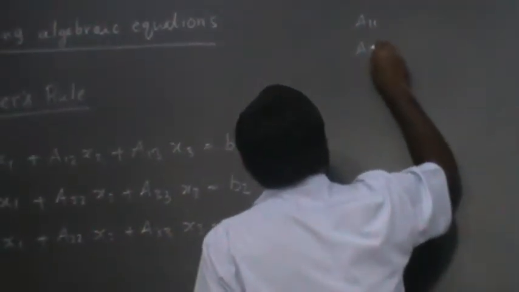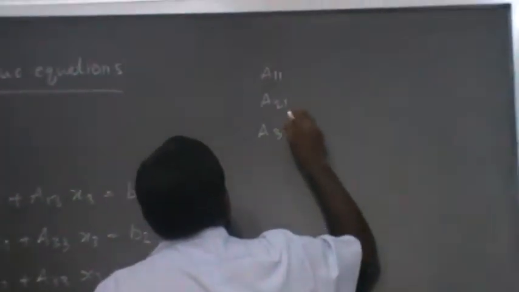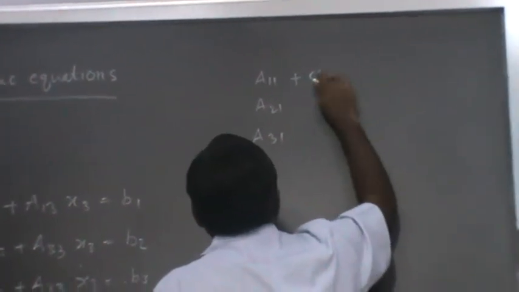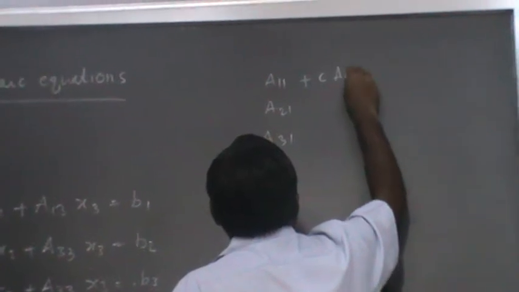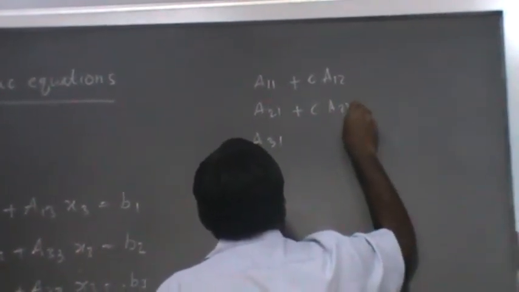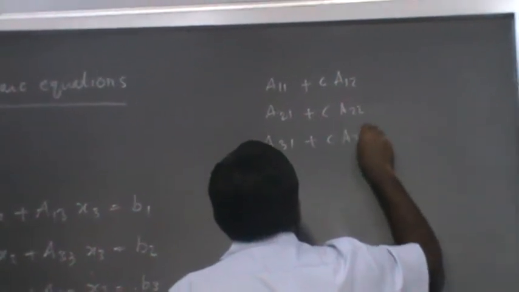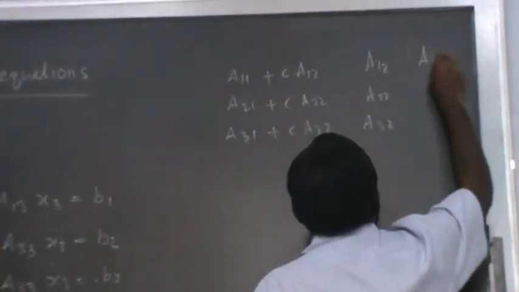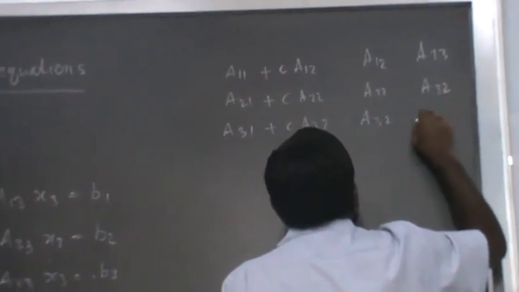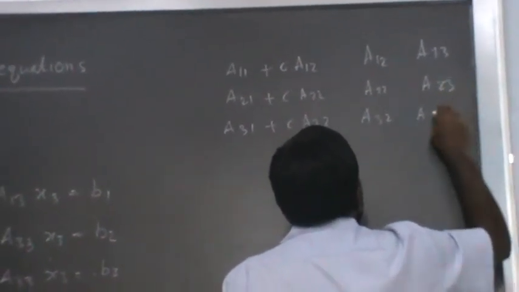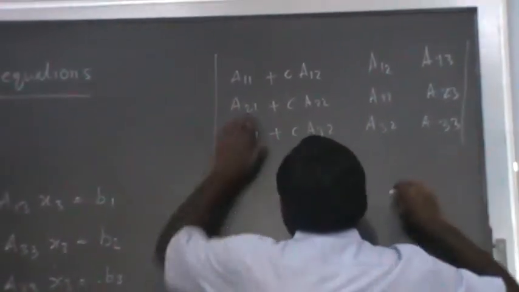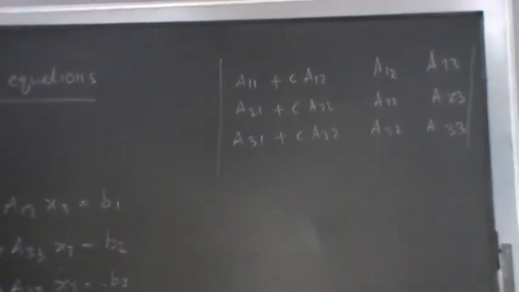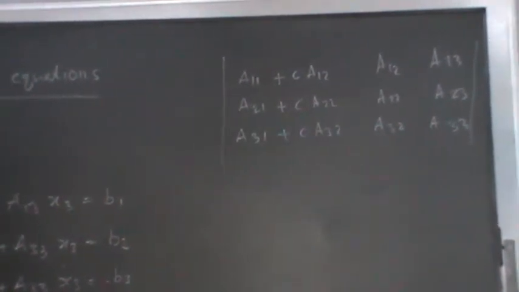a11, a21, a31, and I add some constant c1 times a12, plus some constant times a22, plus some constant times a32, then you have a12, a22, a32, then you have a13, a23, a33. This determinant will be the same as the determinant of A. Similarly, you can add a constant multiple of one row to another row. The determinant does not change.